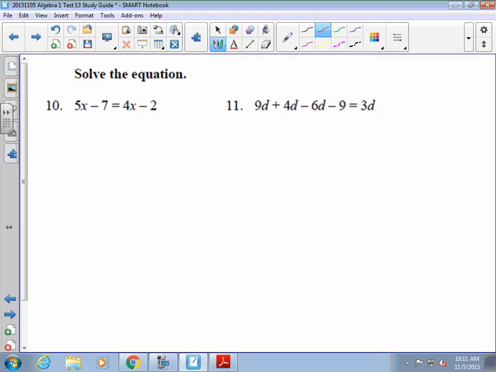Then we're solving these equations. We have variables on both sides for number 10. You got 5x and 4x. First thing you want to do is collect your variables. Bring 4x over to this side. It's positive, so subtract it. You subtract it on the right, subtract it on the left.